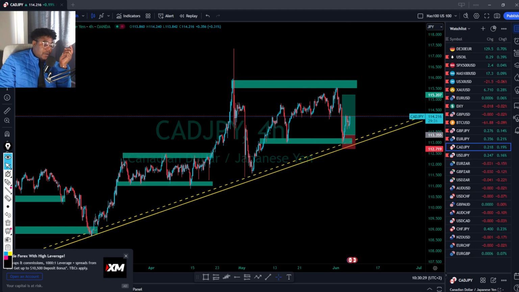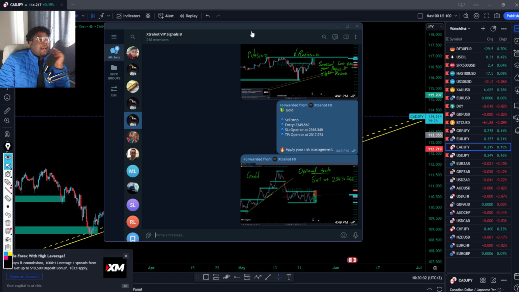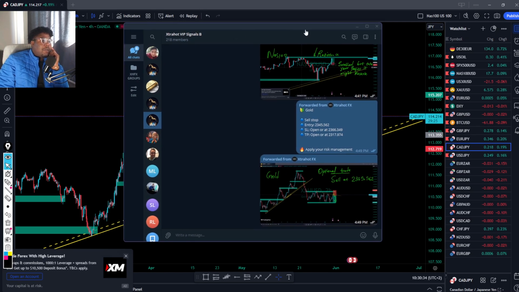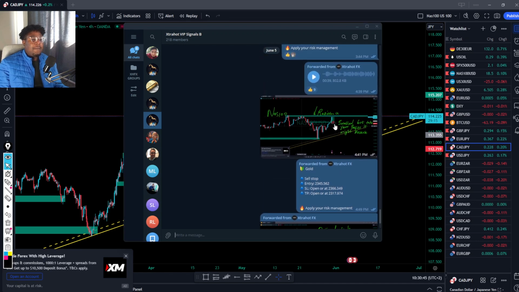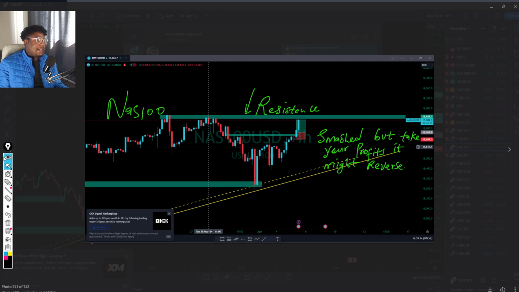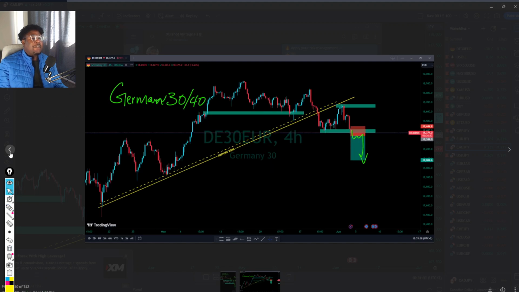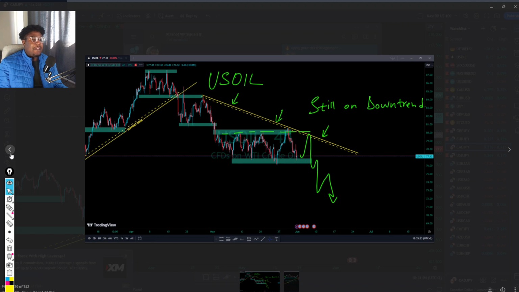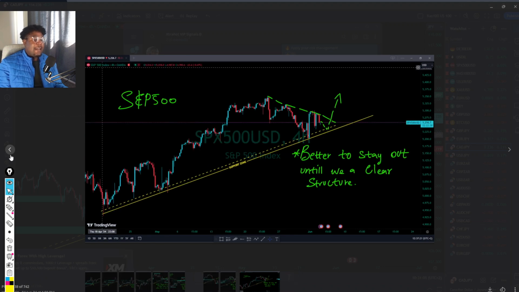For those who don't know how we send the signals, this is how we send our signal. This is one of the groups that we have. There are 218 members. Let me show you how I send the signal in the group. I also share screenshots like this, and we saw Nasdaq even breaking that level. But I'm just showing you how we send the signals in the group, so you end up understanding what's really happening in the market.